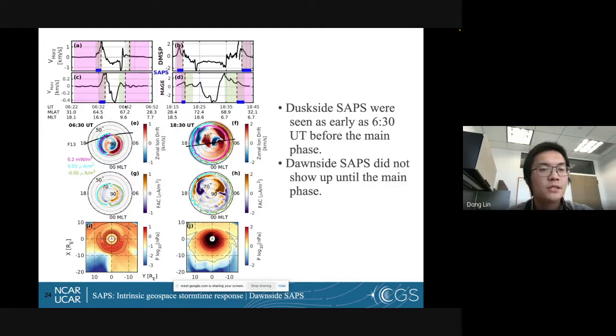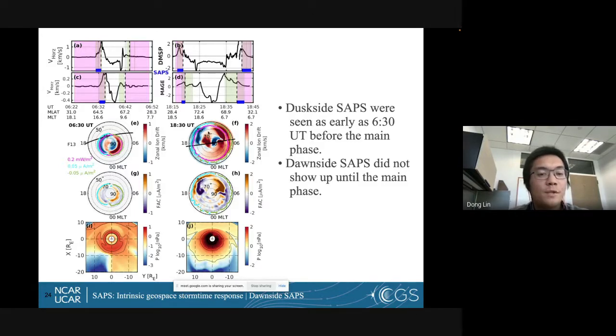But you don't see any dawn side signatures around the 6 MLT on the dawn side. If you take a closer look at the different boundaries, this is just because even at this early stage, the region 2 field-aligned current boundary is still way below the aurora boundary. So that's where the SAPS form. But on the dawn side, they are just very close to each other.